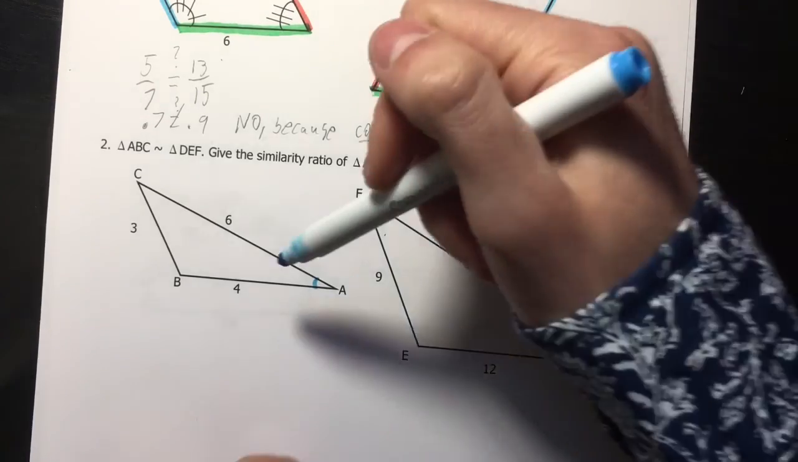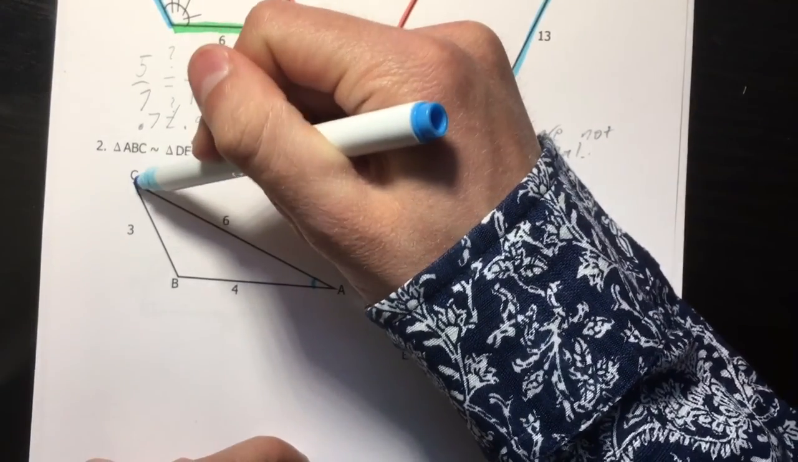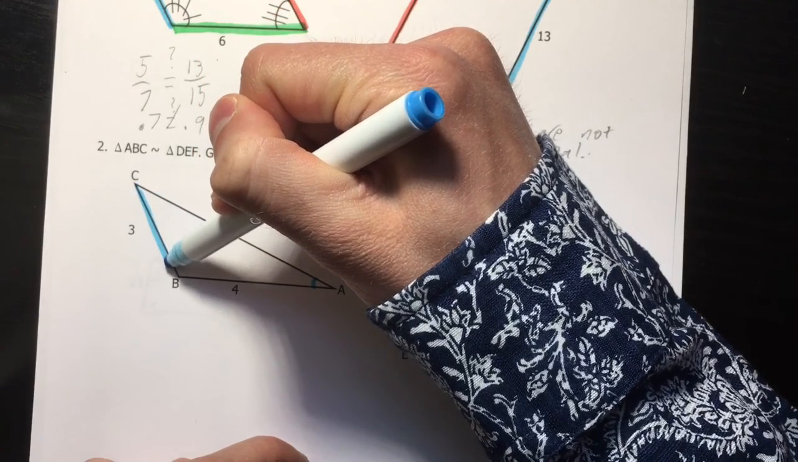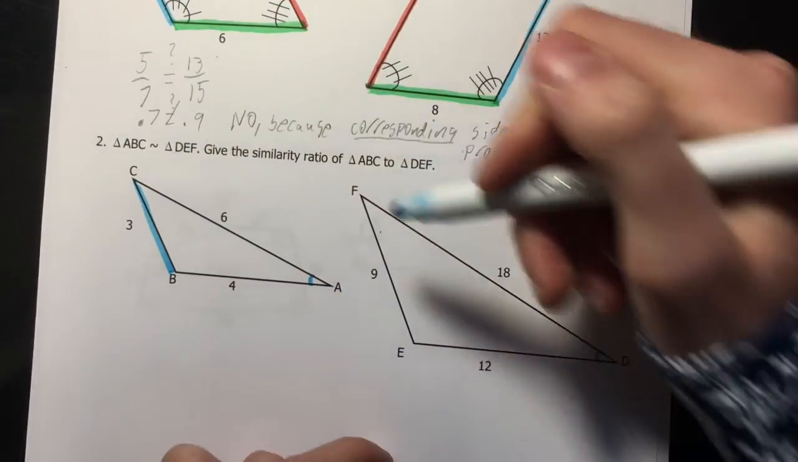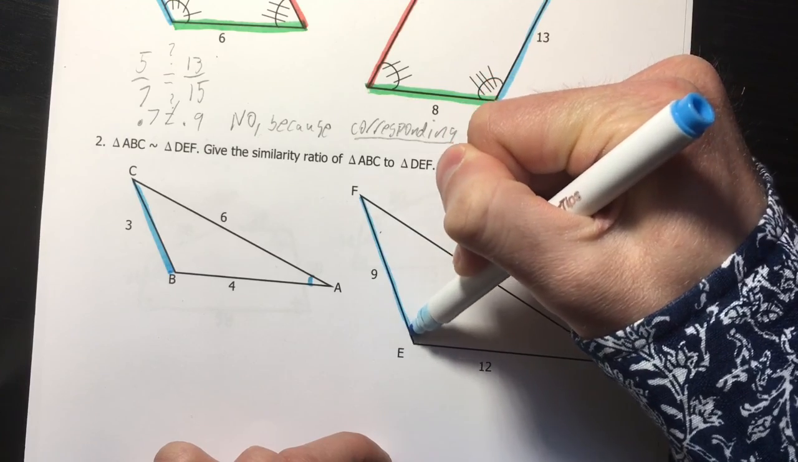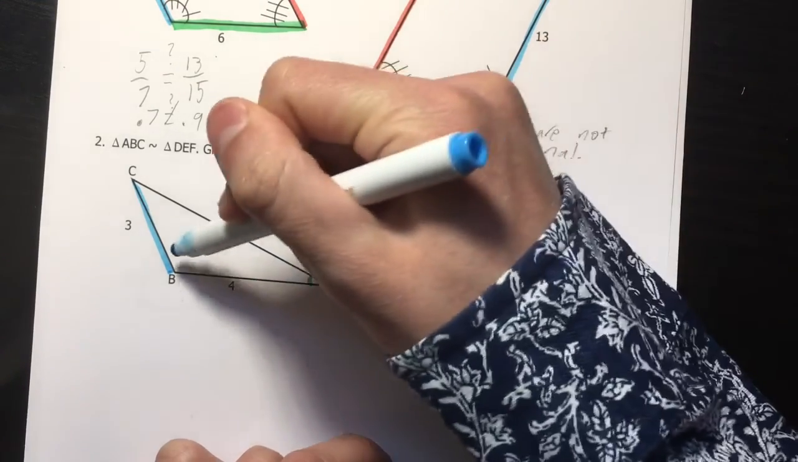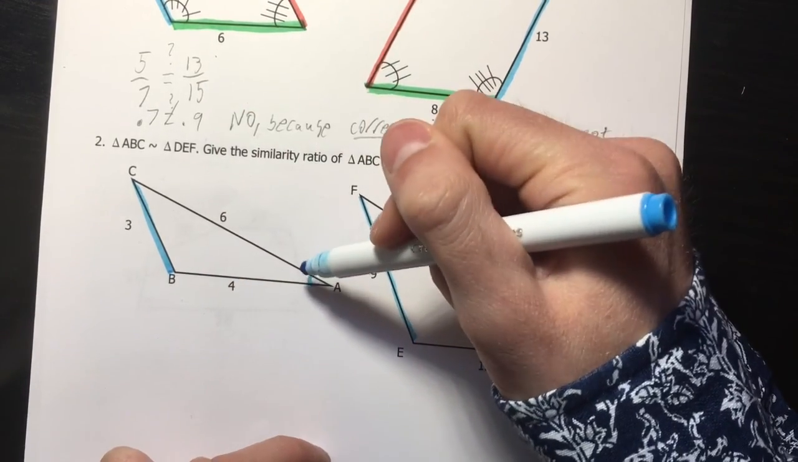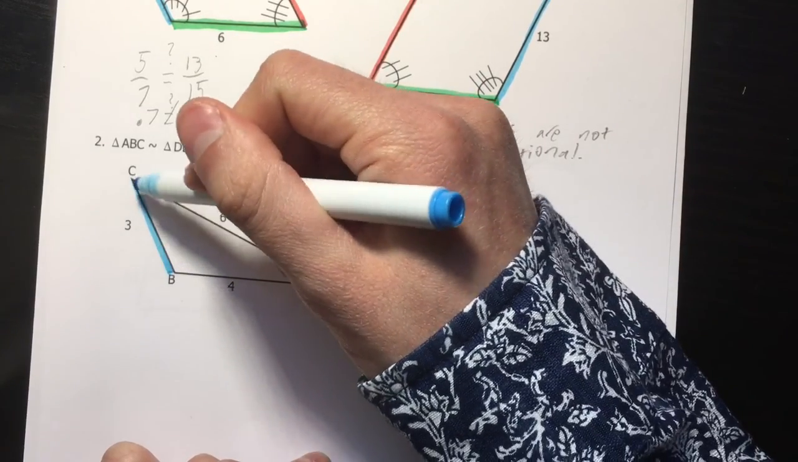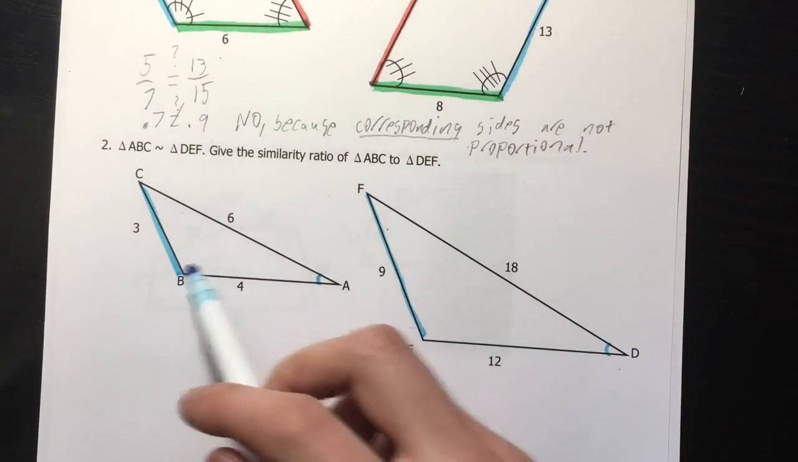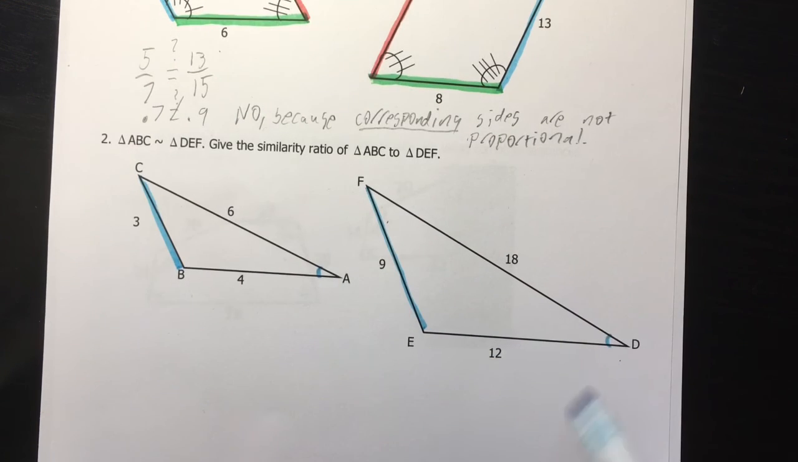And then again, I'm going to go ahead and label this side blue. I like doing this with triangles because it works very easily: just the side that's across from that angle. So if I make this angle the blue angle, the side directly across from it, I'm going to make that blue. So I know that side corresponds to that side, that angle corresponds to that angle.